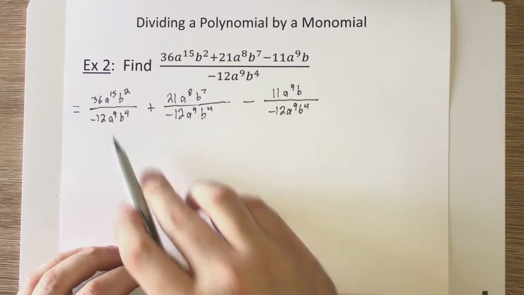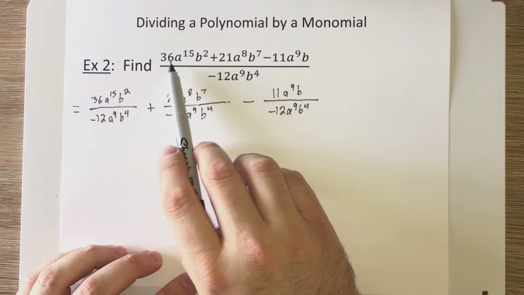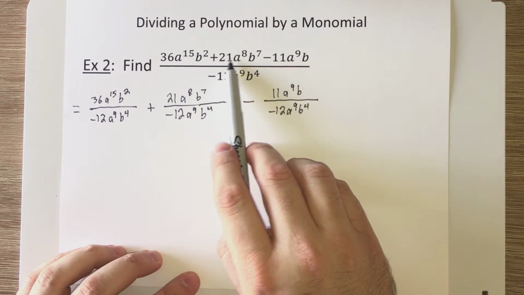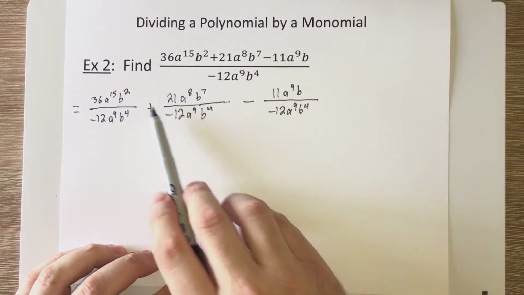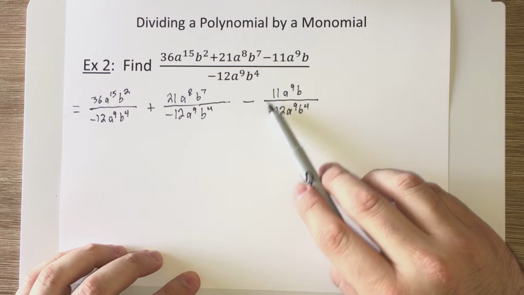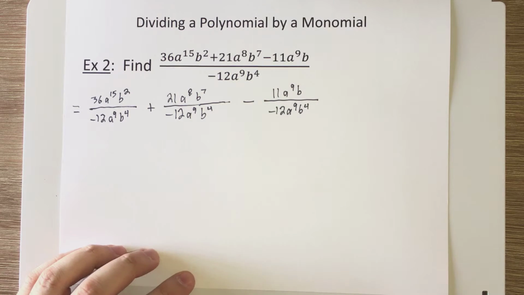So on the bottom, you put negative 12, a to the 9, b to the 4, underneath each term. Up on top, you're going to write down this on top of the first fraction, this on top of the second one, this on top of the third one. And those symbols in between there, you're going to put them on the side. So don't put this negative sign up here. I'm having you put it over here on the side. Same thing here. This plus sign, I'm having you put it over here on the side.